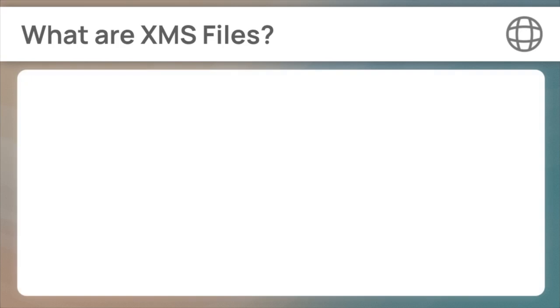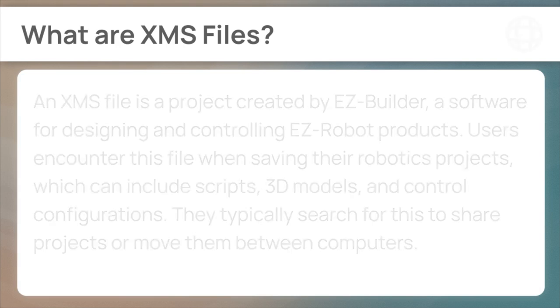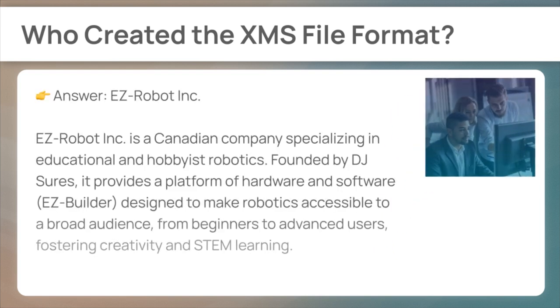An XMS file is a project created by EasyBuilder, a software for designing and controlling easy robot products. Users encounter this file when saving their robotics projects, which can include scripts, 3D models, and control configurations. They typically search for this to share projects or move them between computers.